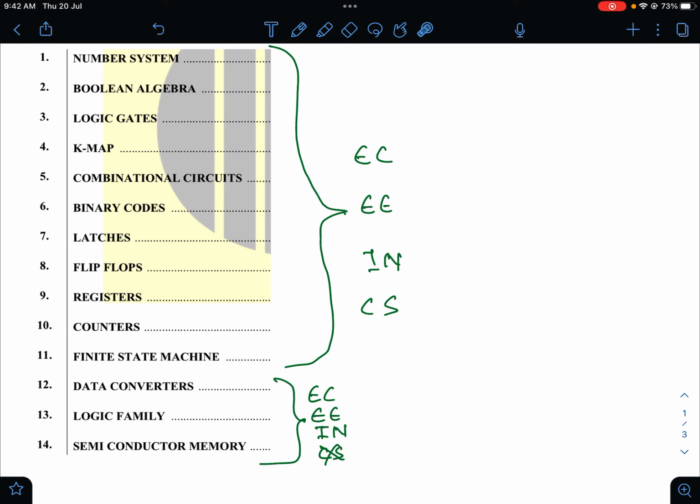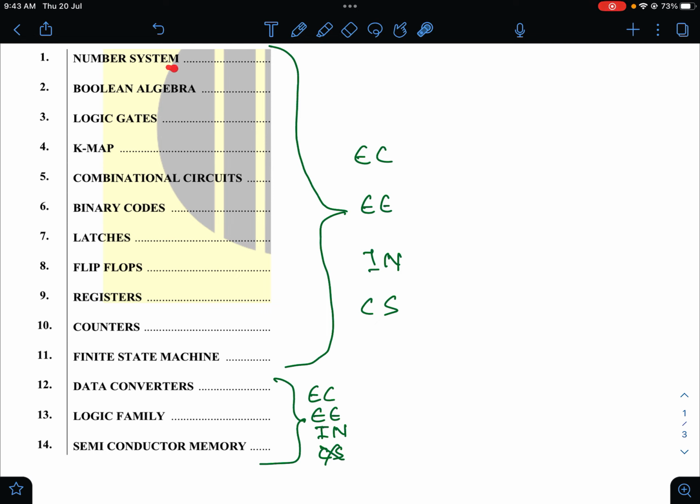So out of the 14 topics, students, the first 11 topics are common in all the 4 branches, and the last 3 topics are not in CS. So CS people don't have to study these 3 topics. It is only for electronics, electrical, and instrumentation. Okay. So you can see the chapters.